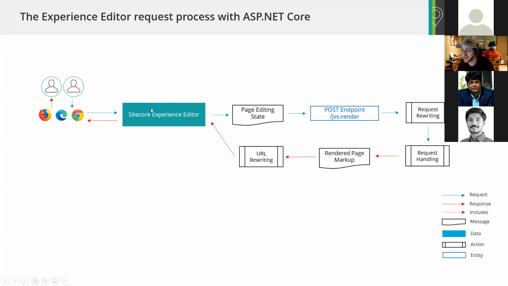So all that is to say that your CM instance actually needs to be able to do an HTTP post to your rendering host, and that is part of the reason why you'll see the containers set up the way they are in a lot of our examples.